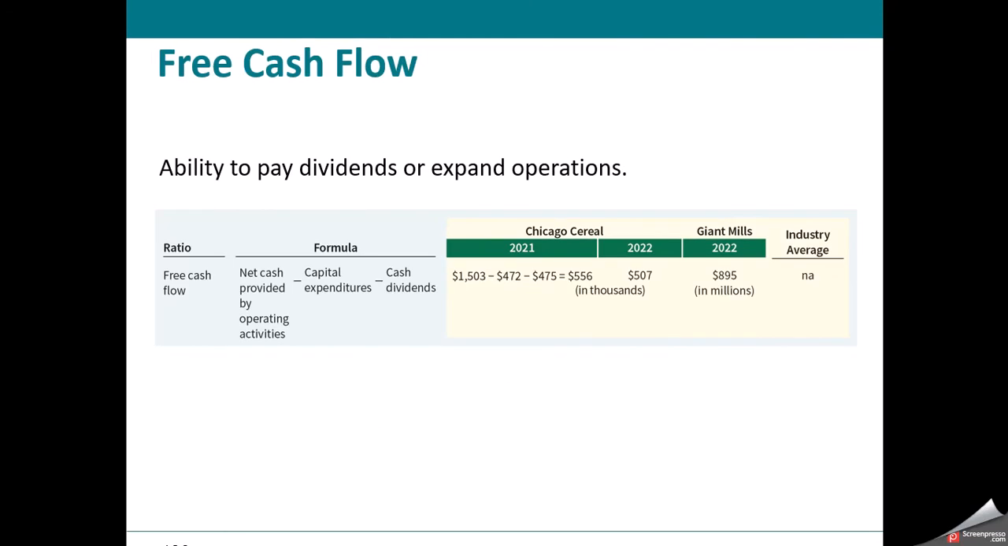The free cash flow shows that, based on their money coming in from operating activities, they're able to pay their capital expenditures and their cash dividends, and how much money is left over. So that too would be the higher the better.